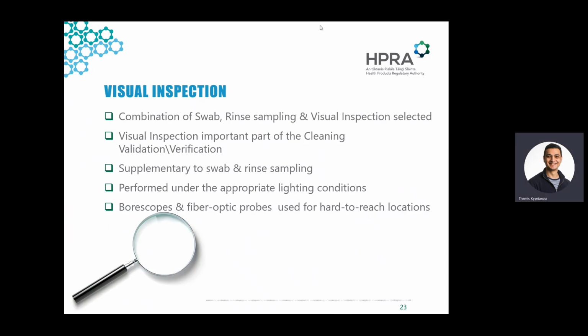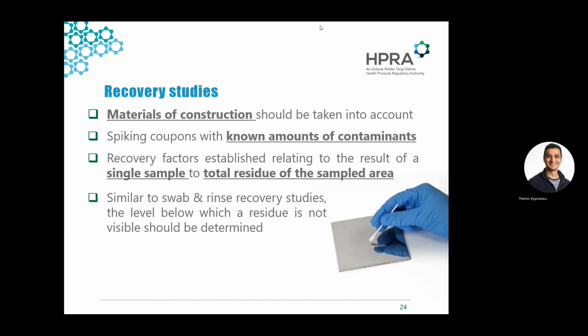In addition to swabbing and rinse sampling, a visual check for cleanliness is an important part of the cleaning validation acceptance criteria. However, it needs to be stressed that relying on visual inspection alone for determining cleaning effectiveness is not an acceptable practice. Also, visual inspection should be performed under appropriate lighting conditions that would enable acceptable inspection of the clean surfaces, whereas borescopes, fiber optic probes, and other scopes may be employed to inspect locations which would be otherwise hard to inspect.